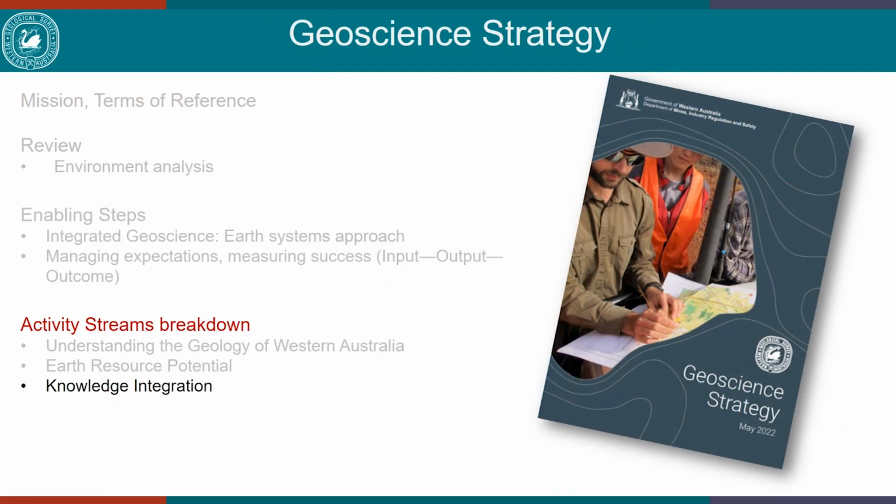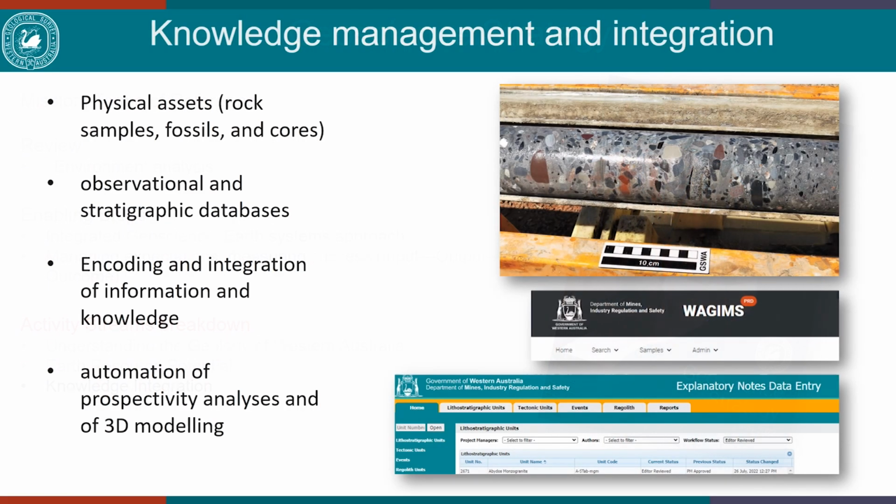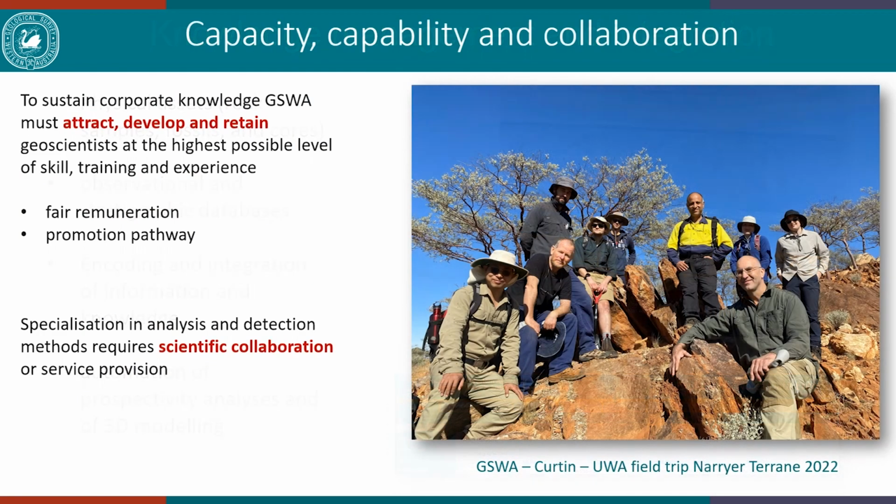The integration and management of knowledge also is an important scientific undertaking. This means we need to manage our physical assets, such as rock samples, fossils, and the cores in our core libraries. We need to develop our observational and stratigraphic databases and to encode and integrate information and knowledge. We also need to automate prospectivity analysis and 3D modeling. To achieve our aims and objectives, we need staff that operate at a very high technical level. We need to be able to attract them, to develop them, and to retain them.